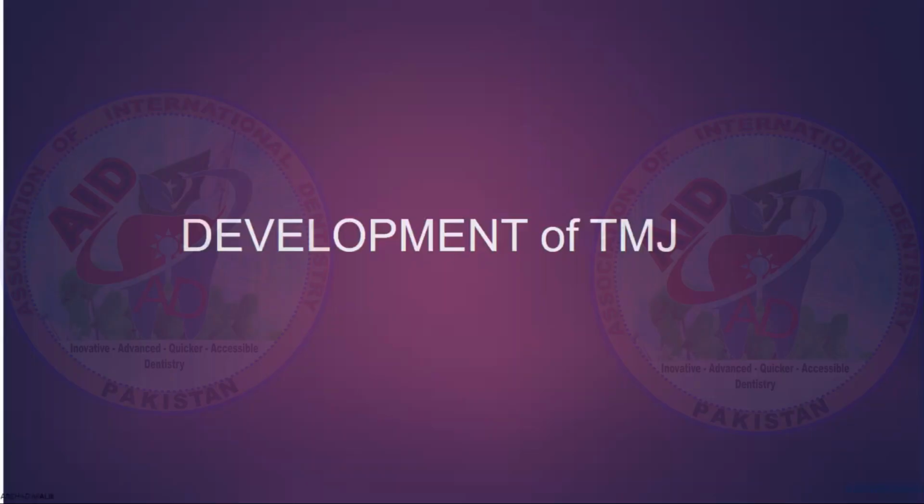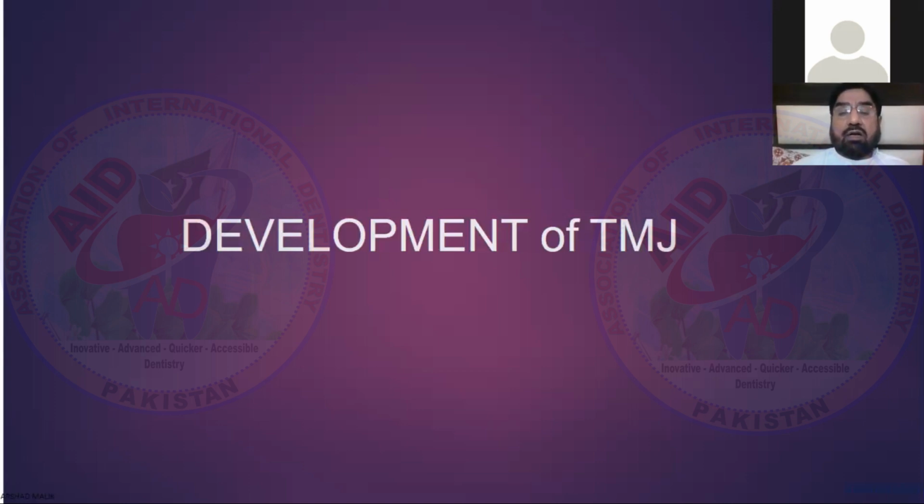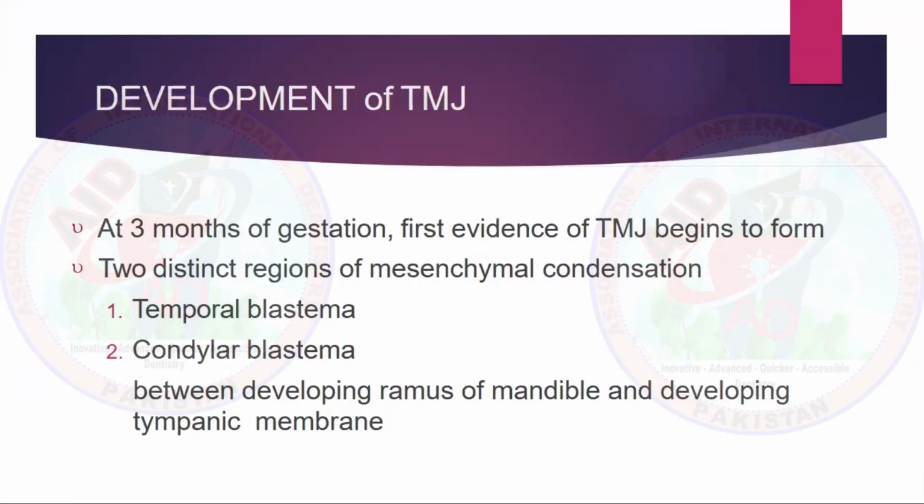We are going to cover the development of the temporomandibular joint. The temporomandibular joint is really a unique joint. It starts developing at the third month of gestation. The first evidence of the temporomandibular joint begins to form as two very distinct mesenchymal condensations. Remember one thing: it is mesenchymal. It has no relation with the ectoderm. One is called temporoblastema, and the second is called condylar blastema.